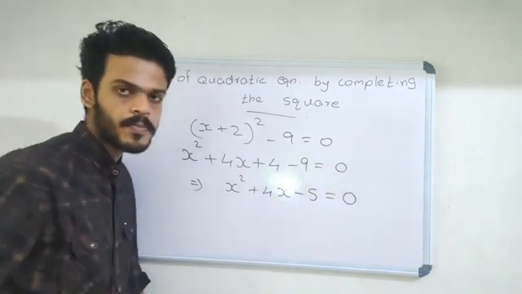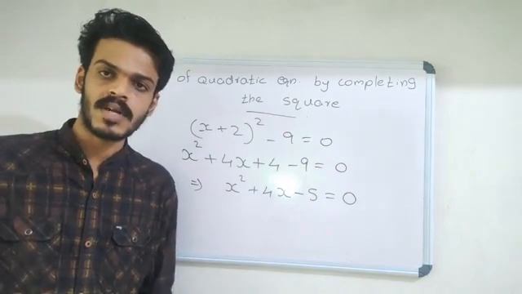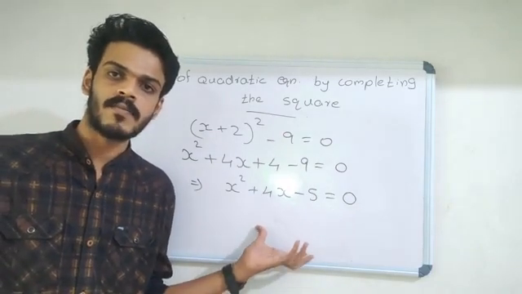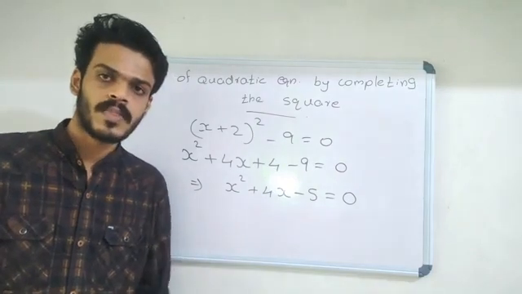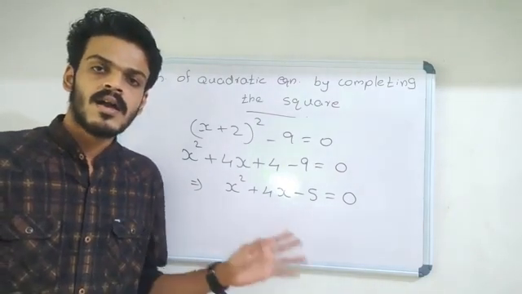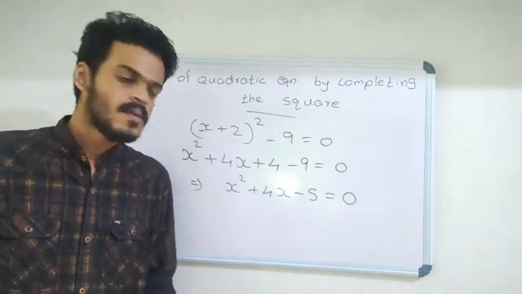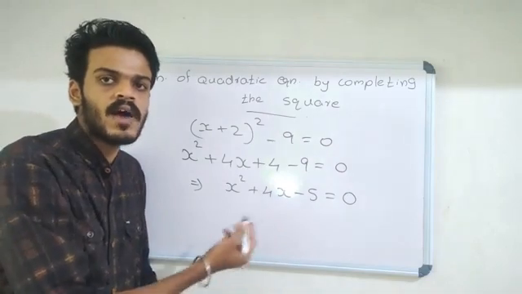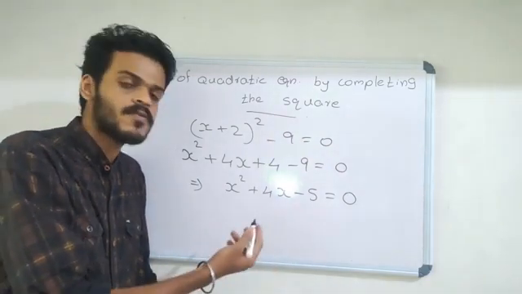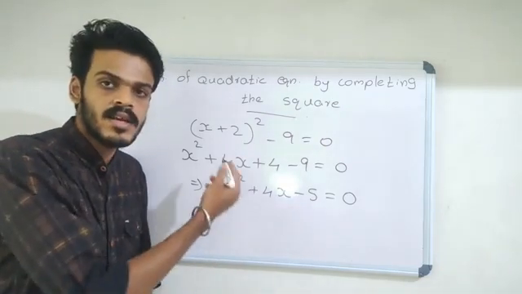is equal to 0. Now this equation is changed to the standard form of a quadratic equation, ax square plus bx plus c is equal to 0. Now you can find the solution by factorization. As we have expanded this, now we are going to factorize it, and then we have to find the value of x. That is a way of solving in this way.